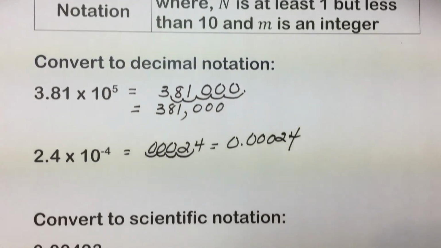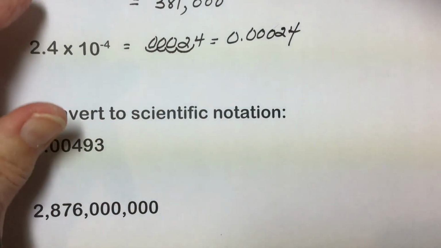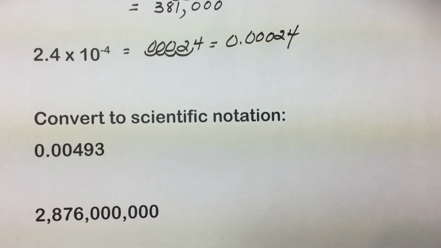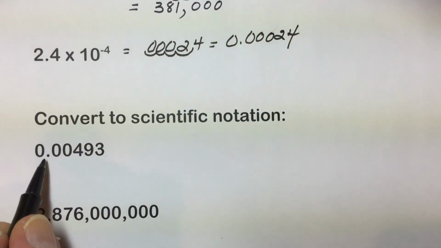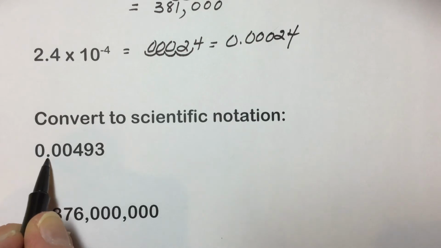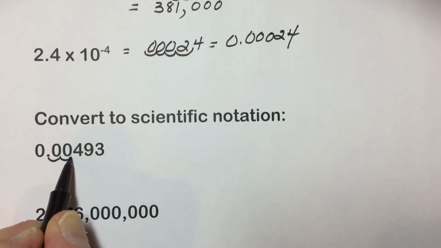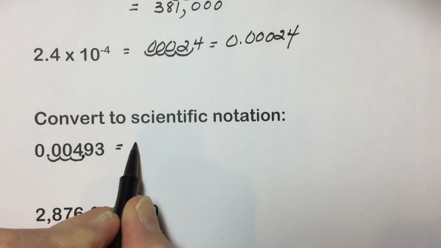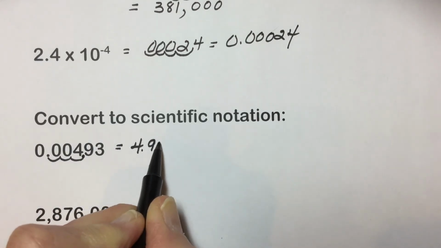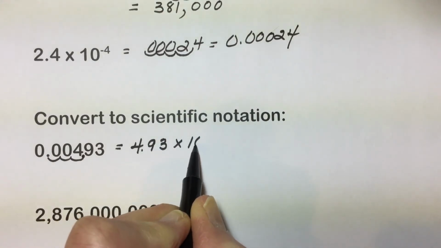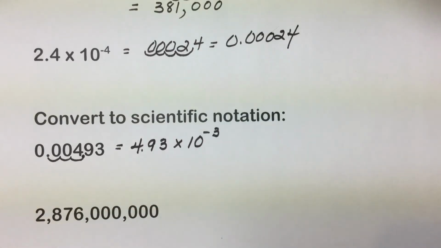To convert from decimal notation to scientific notation, the procedure is reversed. We want our decimal to have an integer between 1 and 9 inclusively, and right now we have 0. So we're moving it 1, 2, a total of 3 places to the right, and to indicate to the right then, we will times our number 4.93 times 10 to the negative 3 power.